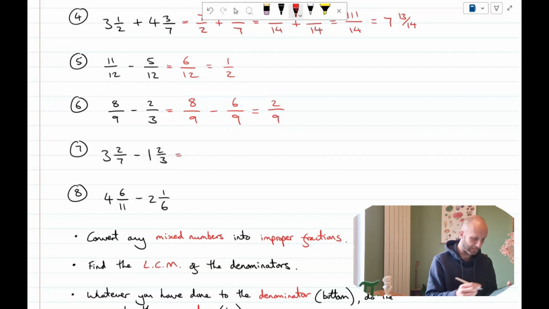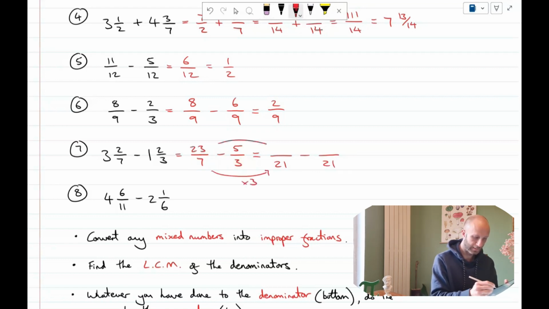So 3 and 2 sevenths: 3 sevens are 21, add the 2 is 23. So again, we're just rewriting them in a more friendly form for us. 1 and 2/3: 1 times 3 is 3, add the 2 is 5, so 5 over 3. Different denominators, so we need to get them the same. Forget the numerators. Lowest common multiple of 3 and 7 is just 21. So get it all lined up, ready to go. Whatever I've done to the bottom, I'll do the same to the top. So times by 3, times by 3.